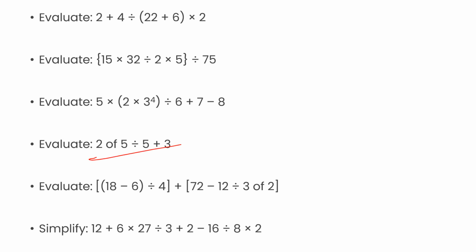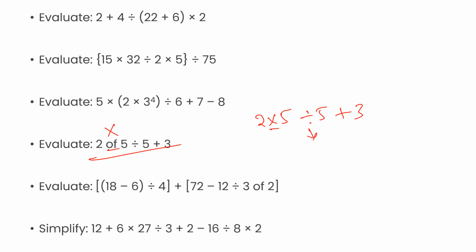Here you can see, what is this? 2 of 5. What is "of" here? In maths, wherever you see "of", it should be like "into". This is the question actually. Some people may get confused here. What is "of" here? Into. So here, what do we need to do?